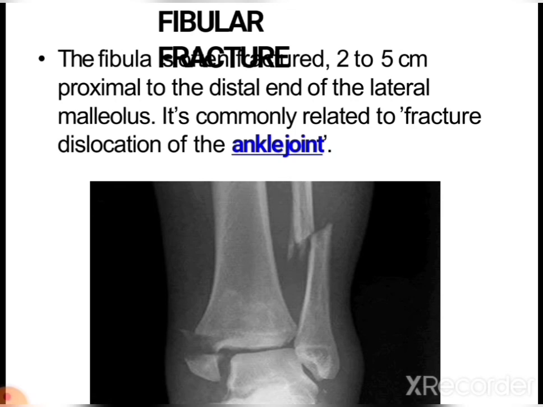Then next is the fibular fracture. The fibula can be fractured 2 to 5 cm proximal to the distal end of the lateral malleolus, as you can see in the image. It is commonly related to the fracture dislocation of the ankle.